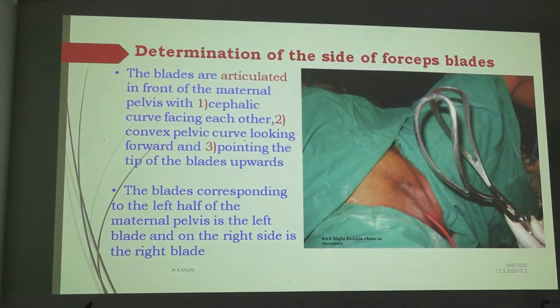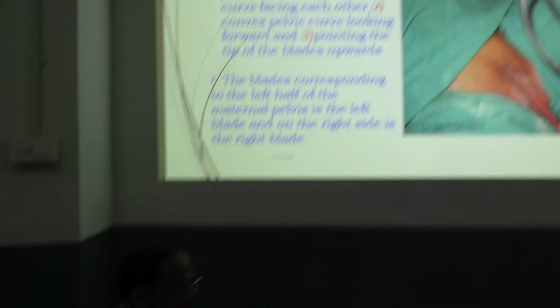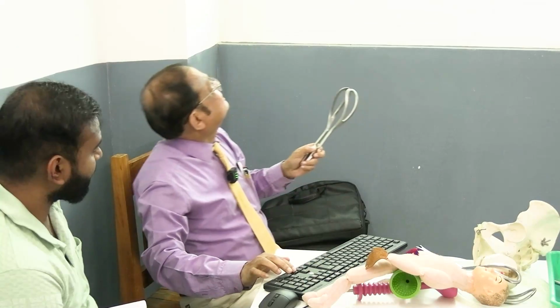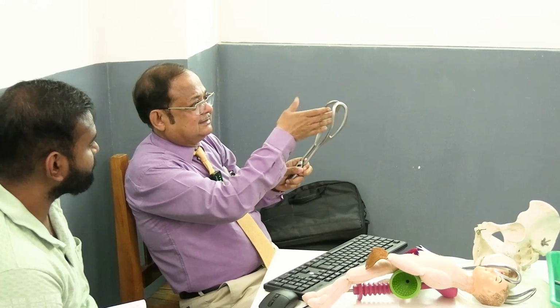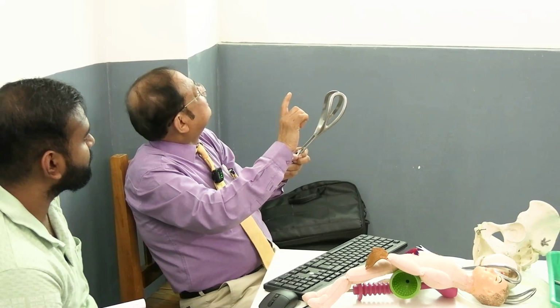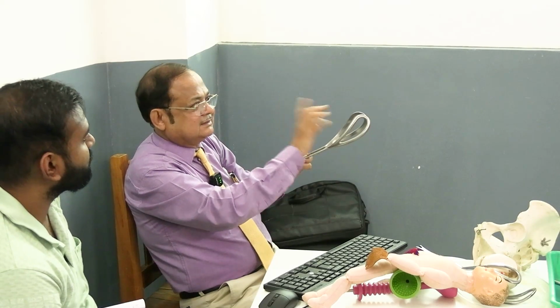তারপরে procedure দেখ: determination of the side of the forceps blade, introduction of the blades, the locking of the blades, traction, সব দেখিয়েছি, ঠিক তো? আচ্ছা দেখ, determination of the side of the blade বলেছি: cephalic curve facing each other, second cervix convex pelvic curve looking forward and pointing the tip of the blade upward. Clear? কেফালিক কার্ভ ফেসিং ইচ আদার, তারপর কনভেক্স পেলভিক কার্ভ লুকিং ফরওয়ার্ড, তারপর পয়েন্টিং দ্য টিপ অফ দ্য ব্লেডস আপওয়ার্ডস, ঠিক আছে?